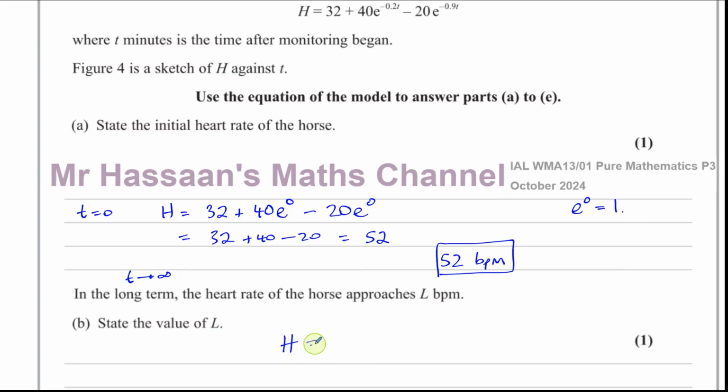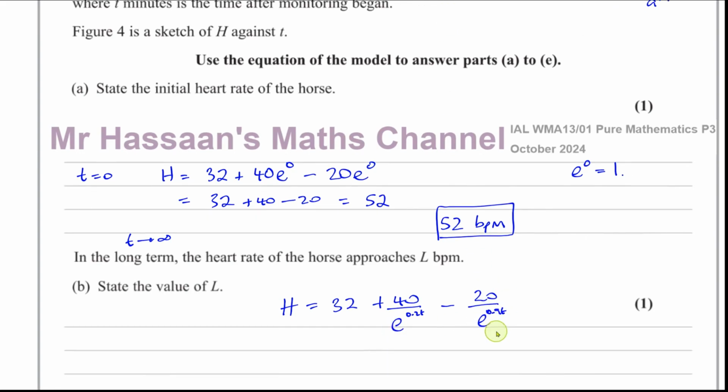So if we have H equals, and now I'm going to rewrite this as 40 over e to the power of 0.2t minus 20 over e to the power of 0.9t. I've just rewritten this because I know that a to the power of negative n is 1 over a to the power of n from the laws of indices. This is like 40 times 1 over e to the power of 0.2t, and this is like 20 times 1 over e to the power of 0.9t. So that's how we can rewrite that.